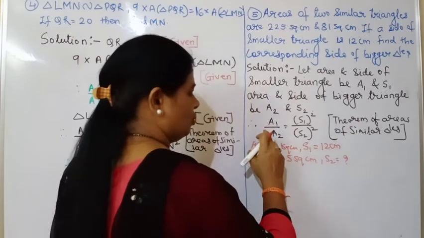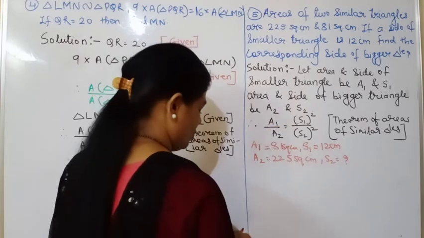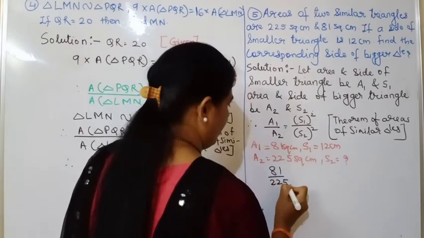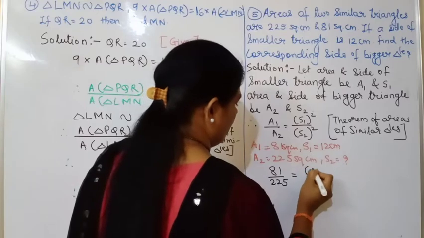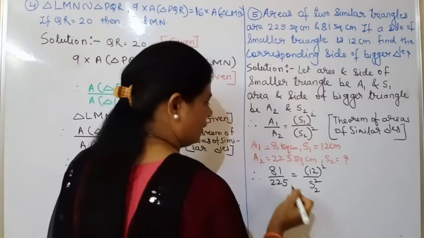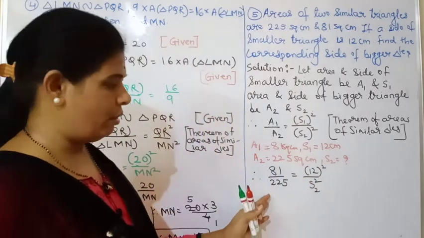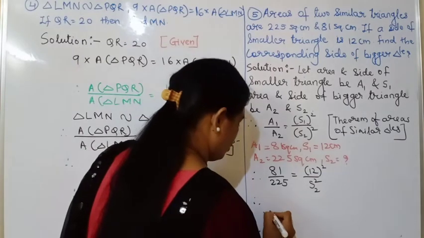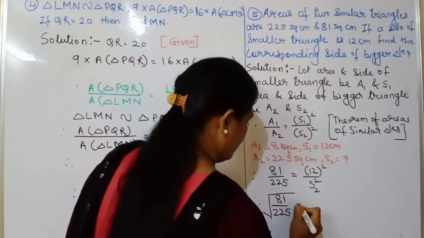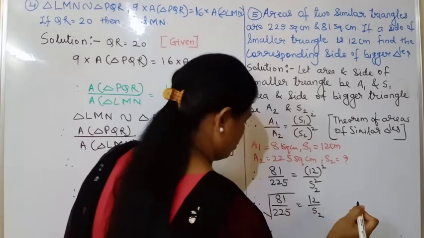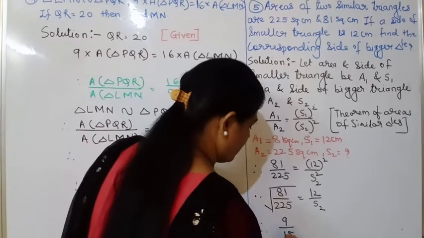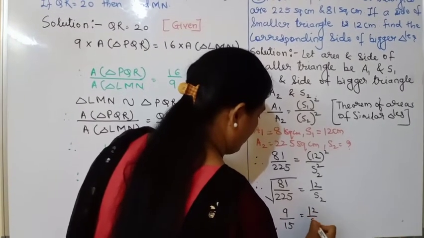Okay, now we'll substitute the values in this formula. After substituting the values, we'll get A1 is 81 upon 225 is equal to S1 is 12 square upon S2 square. Now as I told you, we have to remove the square and we have to take the square root here. So by taking the square root, that is 81 upon 225 is equal to 12 upon S2. Okay, after taking the square root what will we get? The square root of 81 is 9, of 225 is 15, is equal to 12 upon S2.